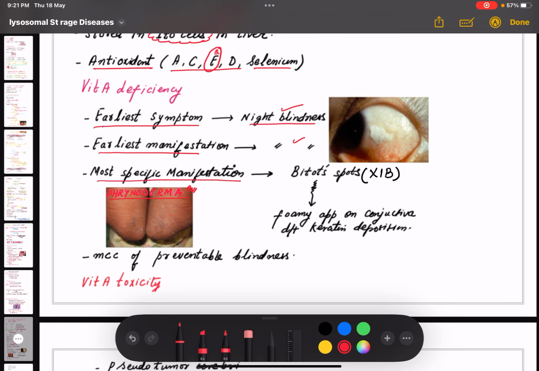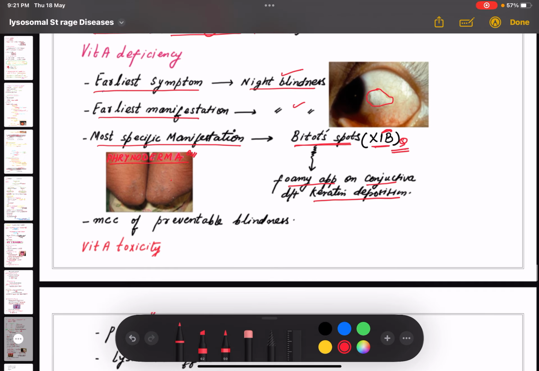The most specific manifestation is Bitot spots. You might have heard the classification of X1B, X2B, and the Bitot spots come in X1B, B for Bitot spot. What is meant by Bitot spot? It's a foamy appearance on the conjunctiva. You can see this foamy appearance on the conjunctiva due to keratin deposition in vitamin A deficiency, and it is the most specific manifestation. And also remember, vitamin A deficiency is the most common cause of preventable blindness. You can prevent this blindness by giving vitamin A to the patients.